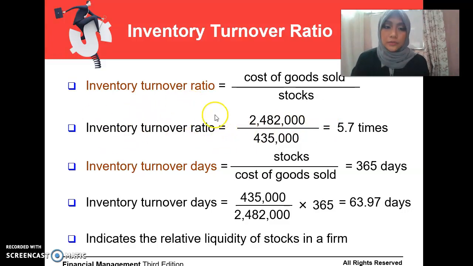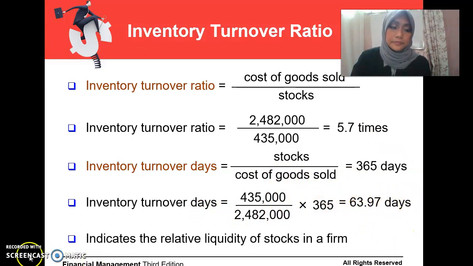Okay, inventory turnover ratio. And then inventory turnover days, stock over cost of goods sold, times 365 days. This one in the income statement, you have to times 365 because 1 year is 365 days. So you will get 63.97 days. It indicates the relative liquidity of stock in the firm, whether the firm has the ability to replace the inventory. So inventory turnover days means the firm has the ability to replace the inventory within 63.97 days.